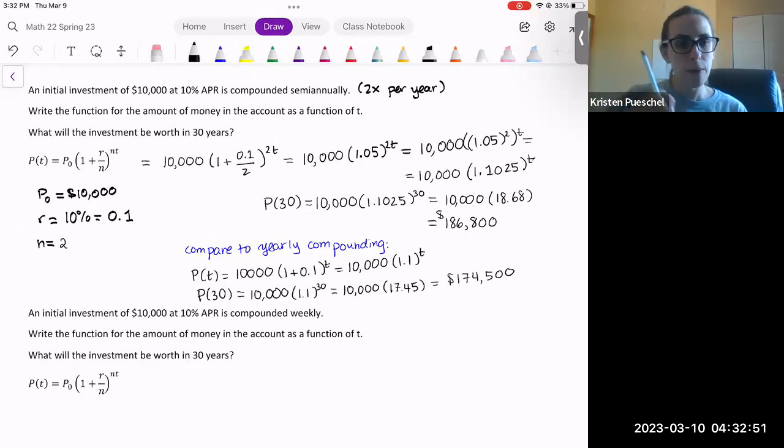By stopping halfway and calculating our interest, we are then able to make interest. We have growth on that interest. Okay, so we see that we got some more money by compounding twice a year. Next, let's take a look at what happens if we take that same principal, that same initial amount, that same yearly rate, but this time we're going to calculate our interest weekly. So that means 52 times a year.